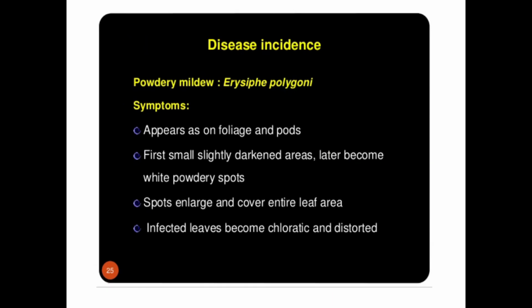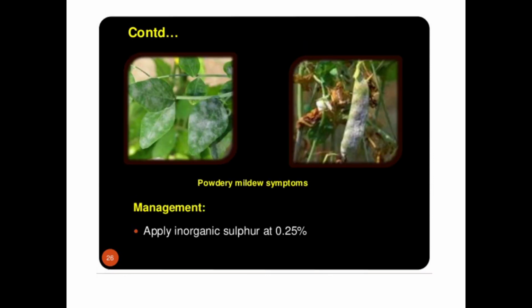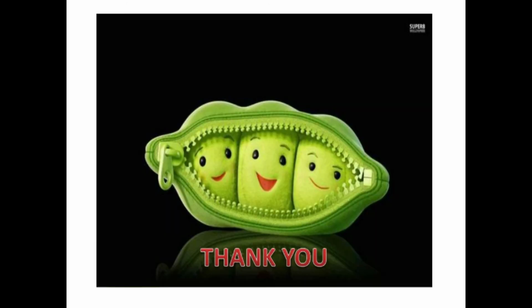Then diseases. First one, powdery mildew, Erysiphe polygoni. Symptoms: appears on foliage and pods. First small, slightly darkened areas, later becoming powdery spots. Spots enlarge and cover the entire leaf area. Infected leaves become chlorotic and distorted. Management: apply inorganic sulfur at 0.25%. It's all about cultivation practices of pea.